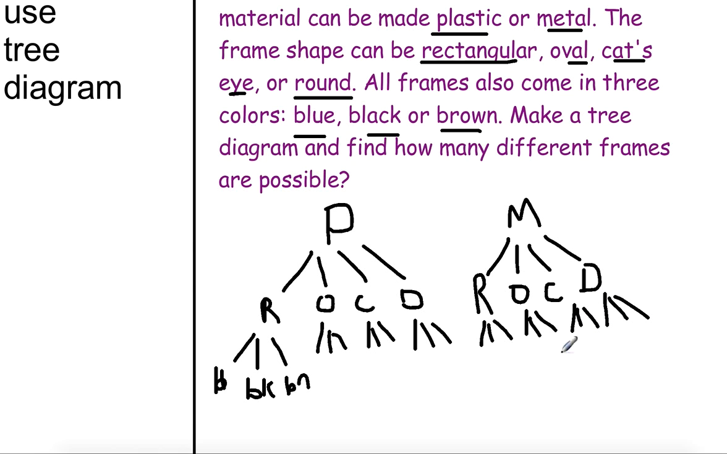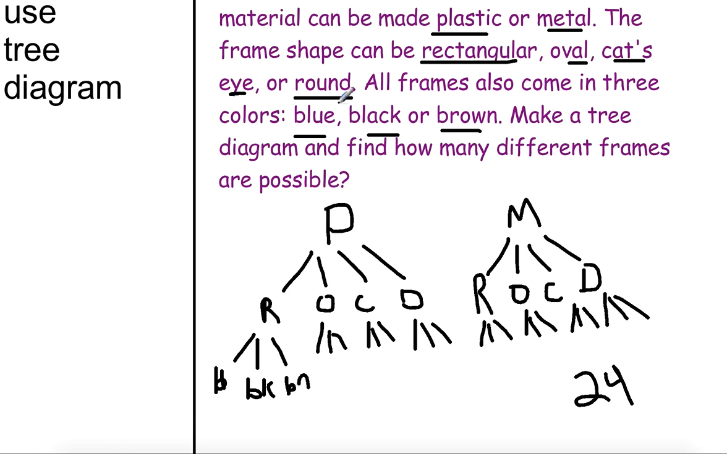So if I had blue, black, and brown written on each of those, you can count the bottom. I have 1, 2, 3, 4, 5, 6, 7, 8, 9, 10, 11, 12, 13, 14, 15, 16, 17, 18, 19, 20, 21, 22, 23, 24. 24 possible outcomes. The next one is the shortcut.